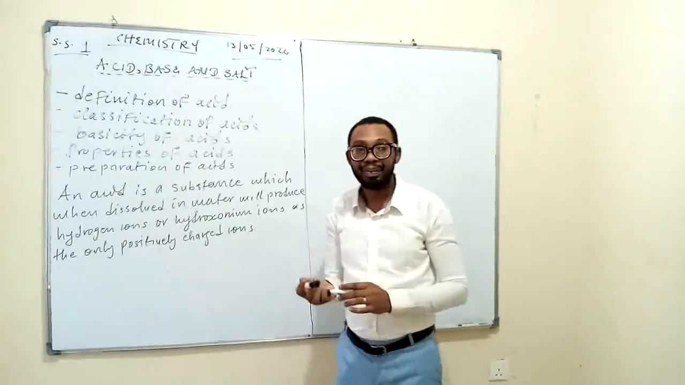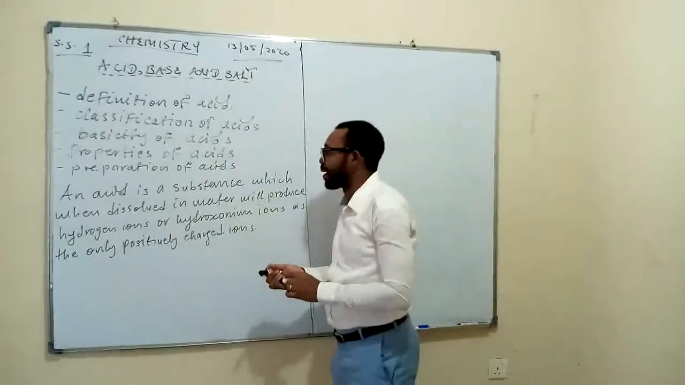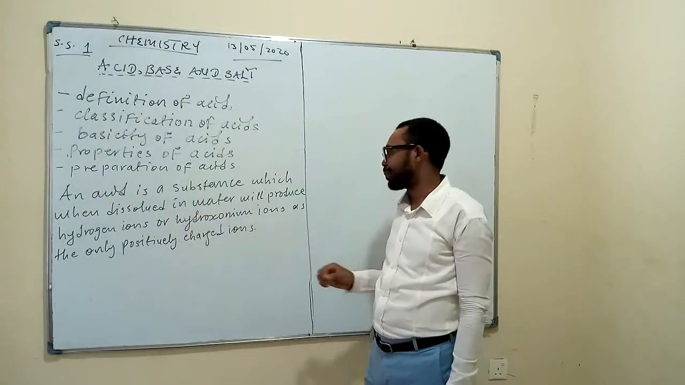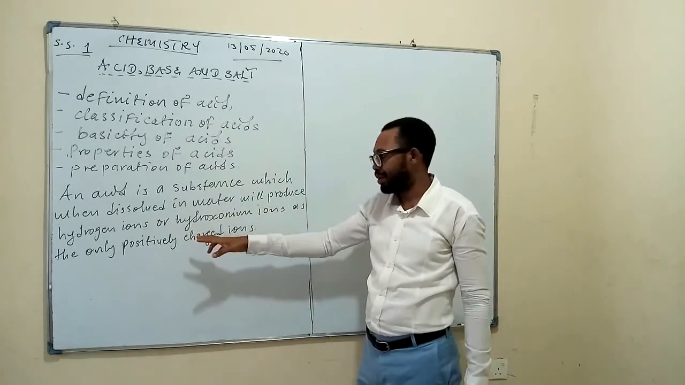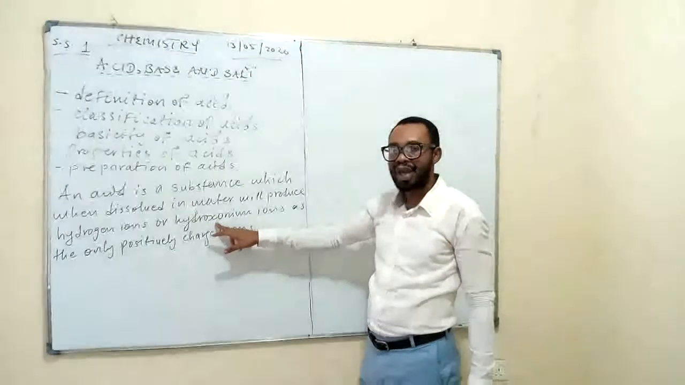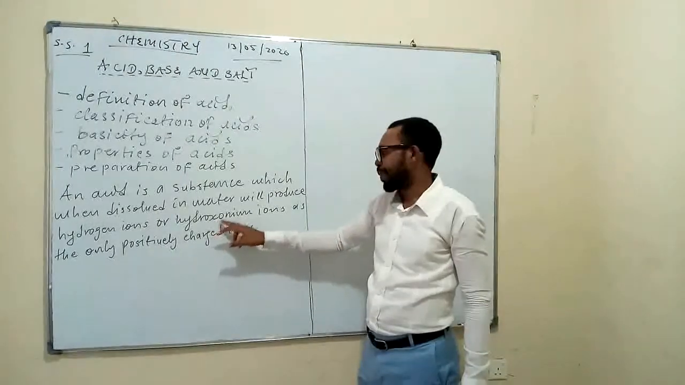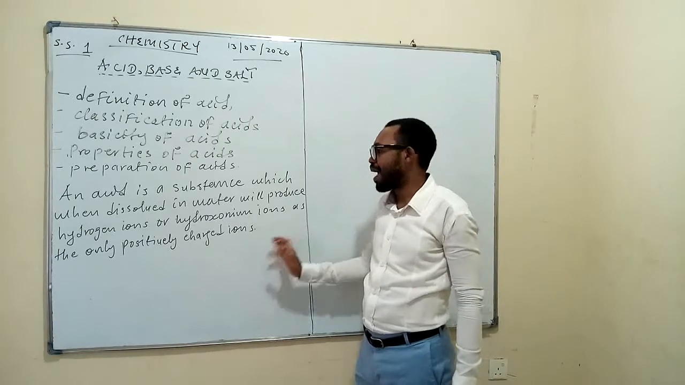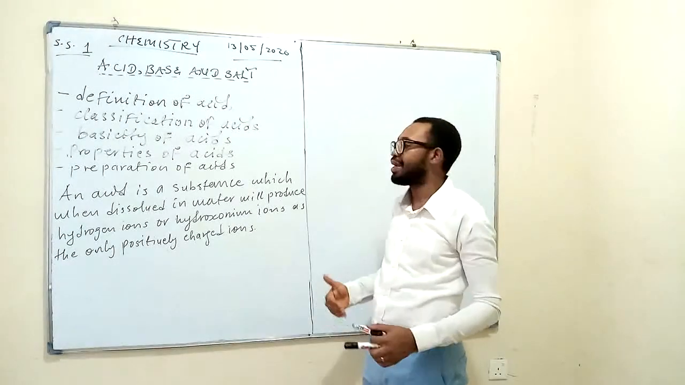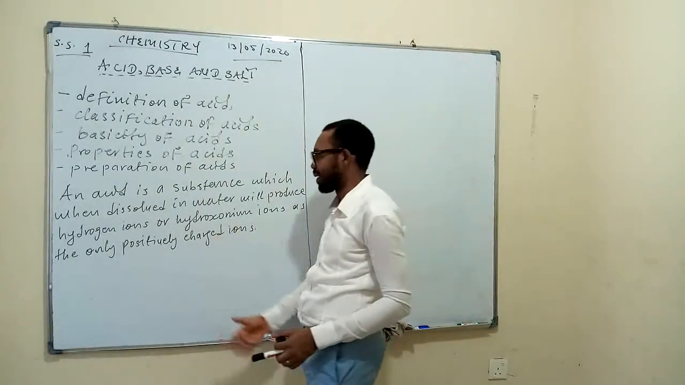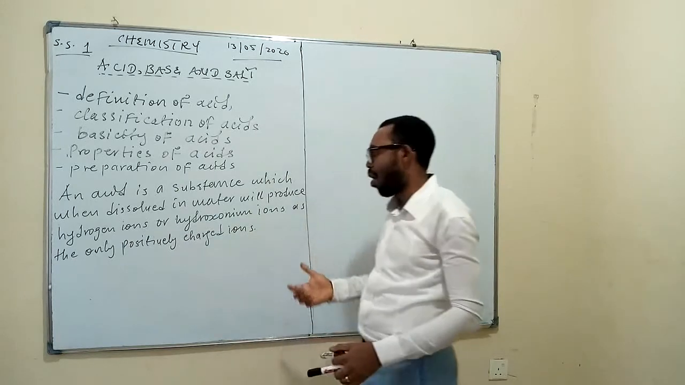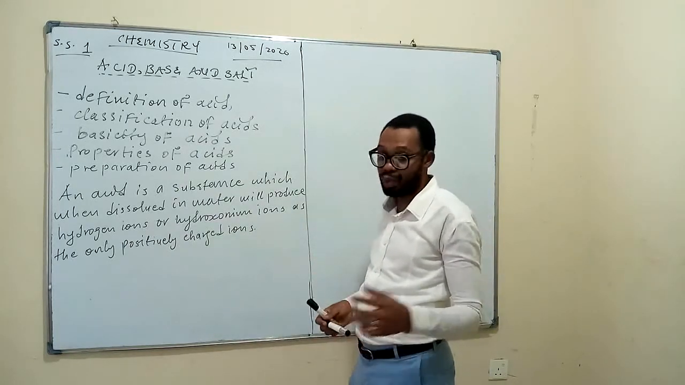So an acid is a substance which, when dissolved in water, will produce hydrogen ions or hydronium ions. If you don't call it hydronium, you can also call it oxonium. Hydronium ions as the only positively charged ions. In other words, any substance that produces positively charged hydrogen ion or hydronium ion tends to be an acid.